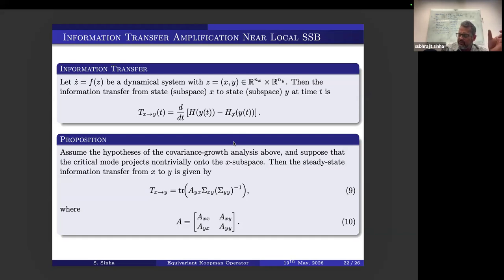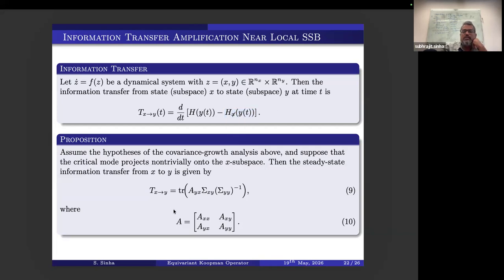So the information flow is defined such that the total entropy of y equals the sum of the entropy of y when x is not there in the system plus the amount of entropy that is being transferred from x to y. In other words, the amount of information transferred from x to y is the total entropy of y minus the entropy of y when x is not there in the system. And this notation, y with x crossed out, says exactly that: this is the entropy of y when x is not there in the system.